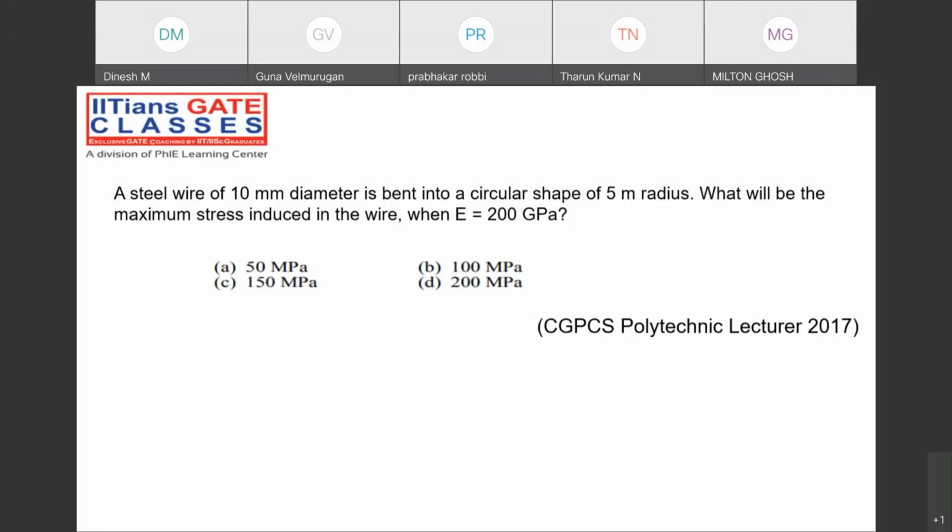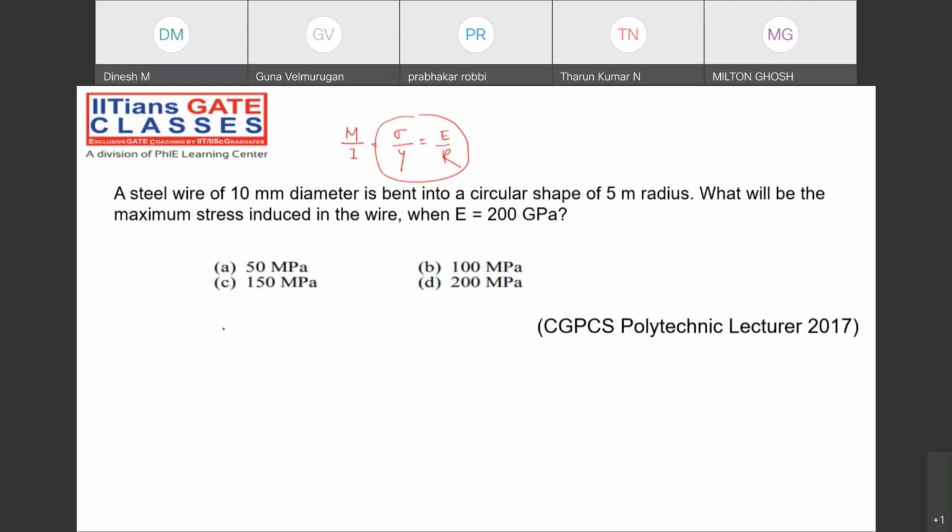So here there is a trick. We have to use this particular formula: M by I equals sigma by Y equals E by R. Do not use any formula regarding bending moment calculation, because we cannot calculate the bending moment here.